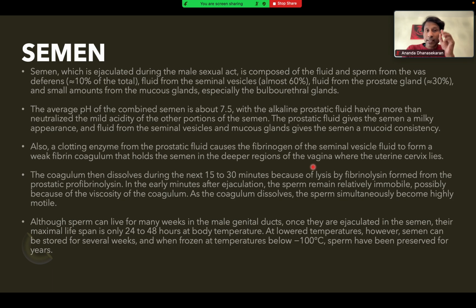Sperm is a single cell; semen is the ejaculate. Semen, which is ejaculated during the male sexual act, consists of fluids from the vas deferens, which is 10%, the seminal vesicle, which as I said is 60%, that's the main thing, which is storage, and the prostate glands, which is 30%. And also the mucous glands, especially the bulbourethral gland, also secrete mucus. So 10, 60, 30, and the mucus from the bulbourethral gland.